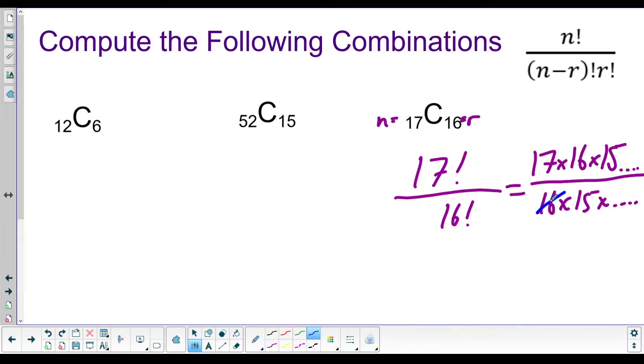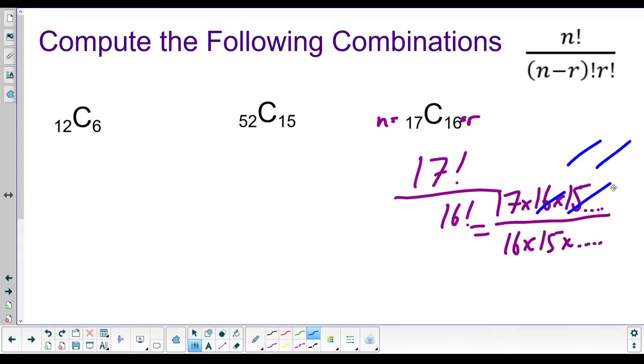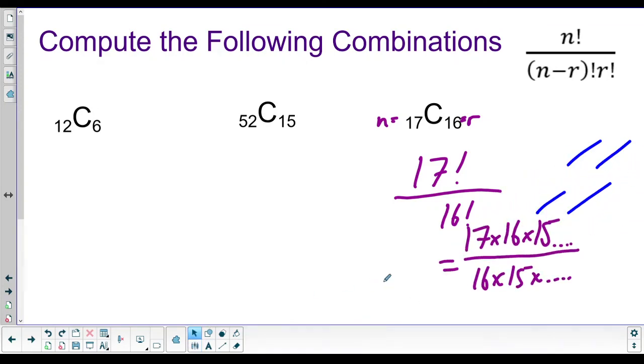So this 16 cancels this 16. This 15 cancels this 15. This rest cancels that rest. Whoops. Did you guys not see the pen? So that cancels that. And then you're left with 17 over 1. So this is equal to 17. So anytime n is only 1 bigger than r, your answer is n. Fun fact. But I think I've held you hostage long enough.